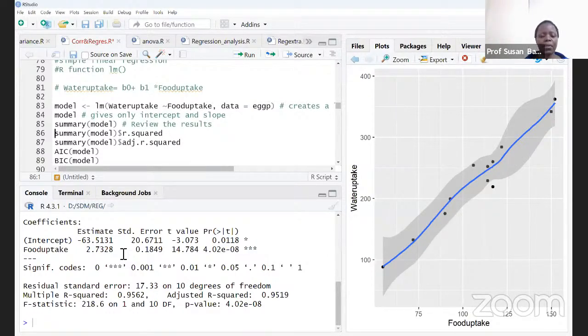Okay, when we go down, I'll as well check the chart. Okay, when we go down, we will see multiple R squared, which is the R squared. It is 0.9562, and adjusted R squared is 0.952. So that tells us that the amount of variability explained in water uptake is 95.6%. So most of the variability in water uptake has been explained by the regression model.